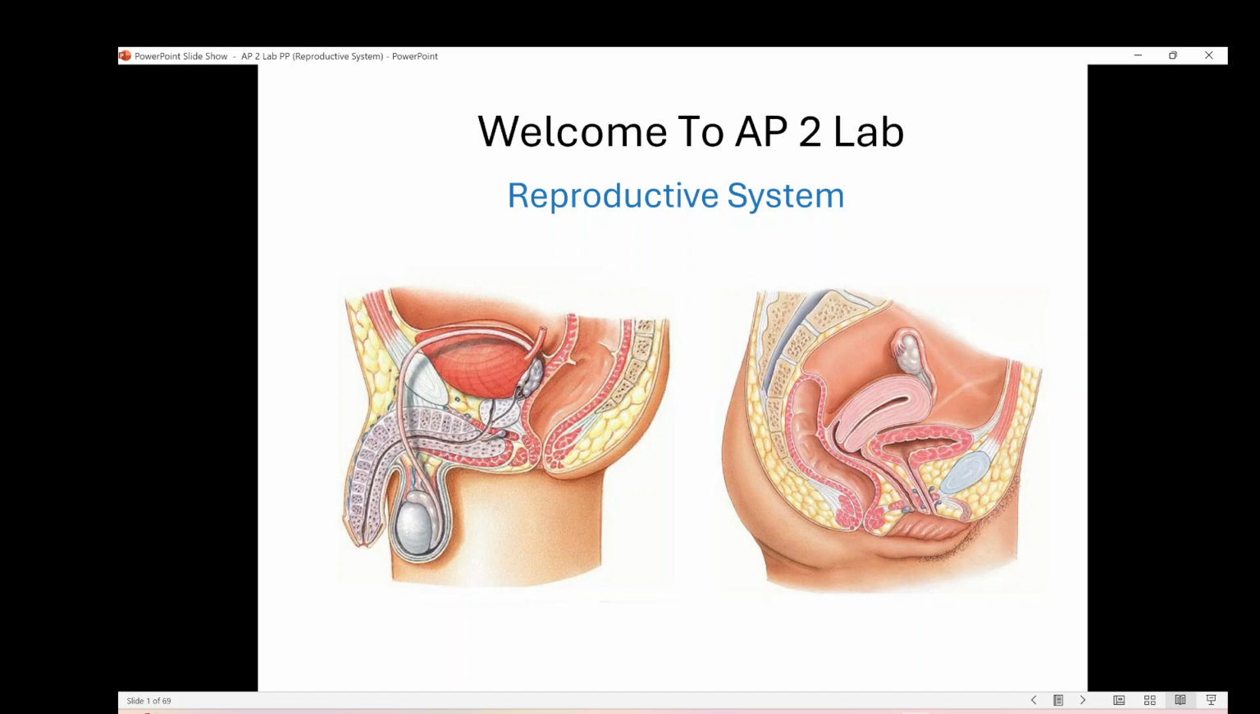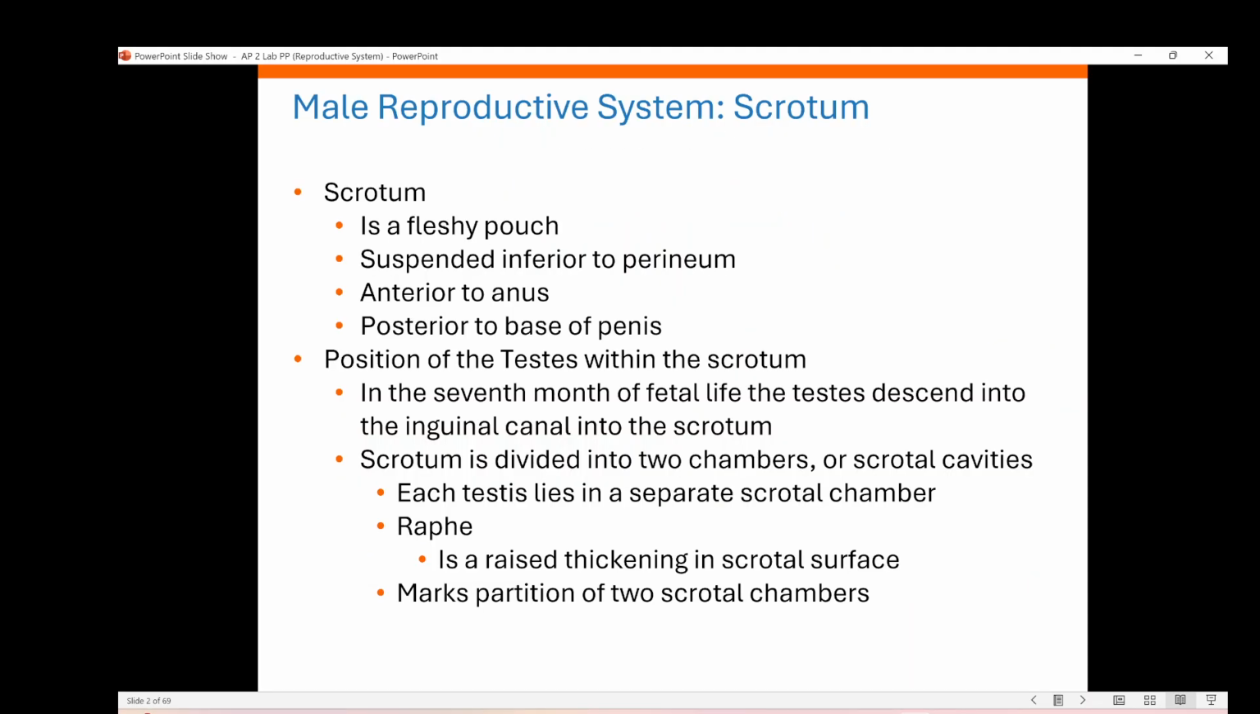In this lesson, we'll begin our discussion of the reproductive system. Let's focus on the male reproductive system first. So the beginning of the male reproductive system, we'll start with the scrotum.